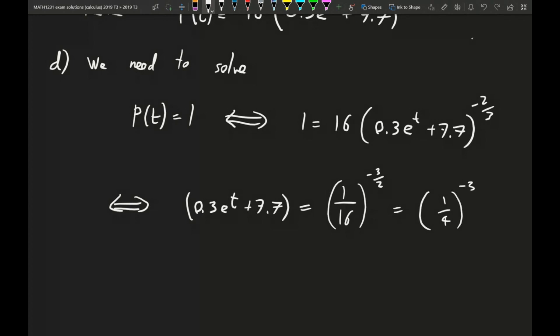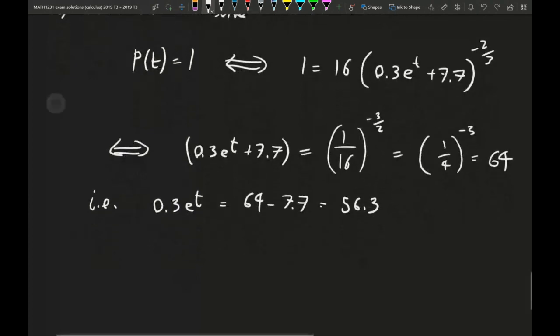So this is at least 1 over 4 to the minus 3. So that's 4 cubed. 4 cubed is 64. Wait, sorry. Yeah, it's to the power of 6. That's 64. So we just need this expression to be equal to 64. So i.e., we need that 0.3 e to the t is equal to 64 minus 7.7. So 64 minus 7 would be 57. So 57 minus 0.7 is 56.3.